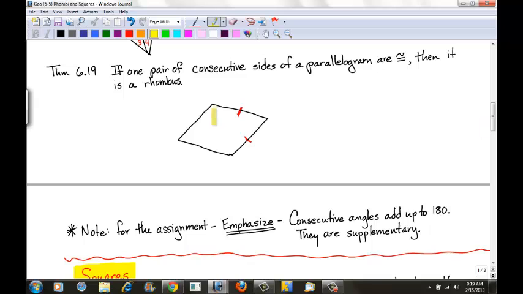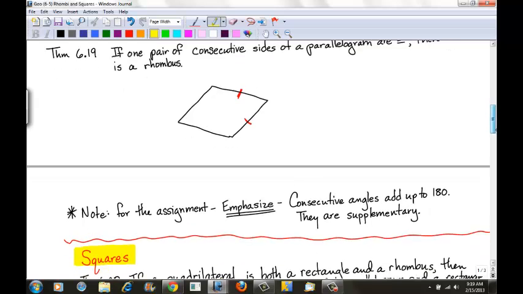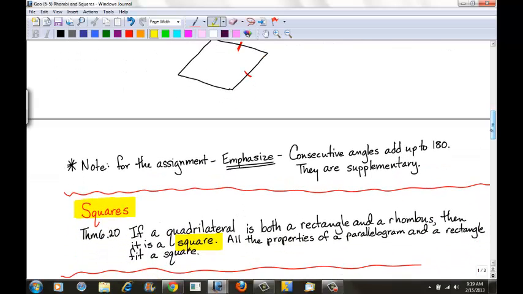So consecutive angles would be like this angle and this angle. They are consecutive. This one and this one would add up to 180. This one and this one would add up to 180. This one and this one would add up to 180. So keep that in mind when you do the assignment. Most of the things on squares you already know.